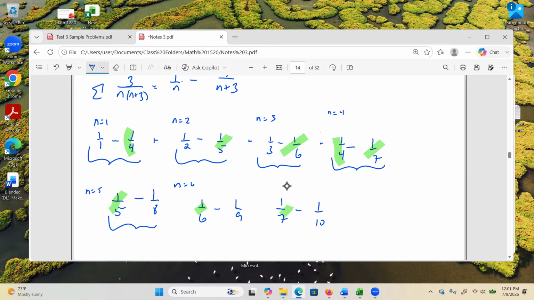Okay, n equals 8. This was n equal to 7. And n equals 8, we have 1 over 8 minus 1 over 8 plus 3, which is going to be 11. So we go ahead and start canceling these guys out. Oops, not that one. Leave that alone. That was 1 over 8.